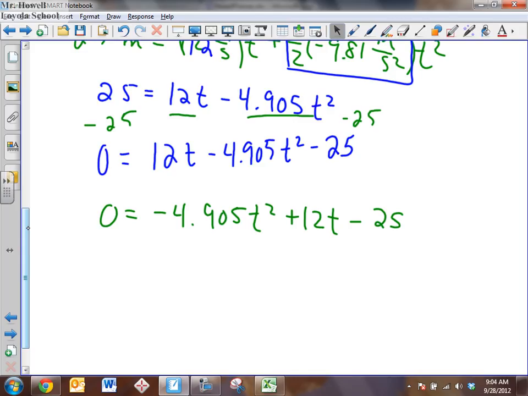Tom felt like he wanted to have the 4.905 positive because it just feels better sometimes. That's fine. If this were positive, you would have taken this quantity and added it, taken this quantity and subtracted it. So it's the same thing as switching all these signs. You can always switch all the signs, by the way. Watch. If I multiply this side by negative 1, and I multiply this whole thing by negative 1, this is still going to be 0, because 0 times anything is 0. And all of these signs are going to switch. So this would become a positive, that'd be a negative, that would be a positive.